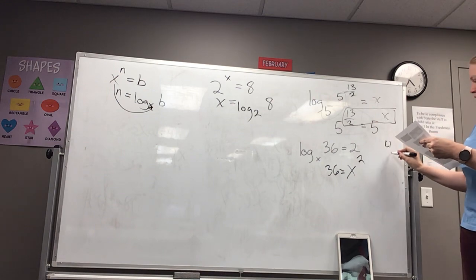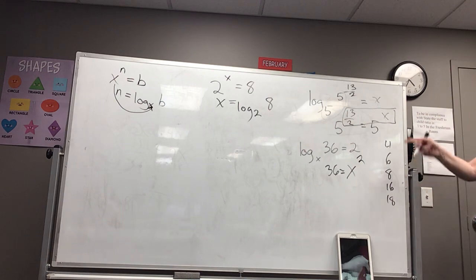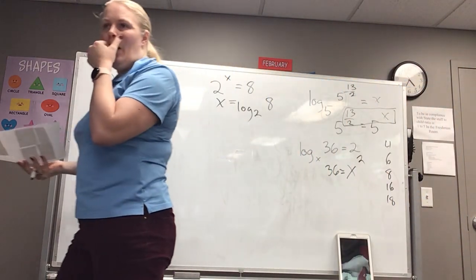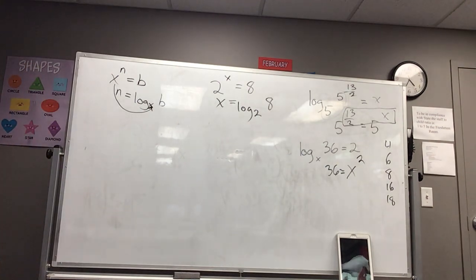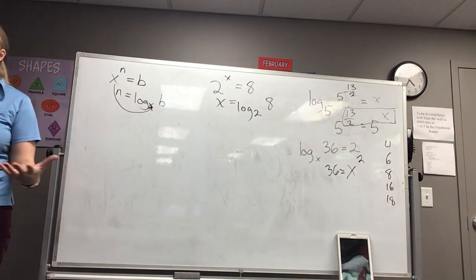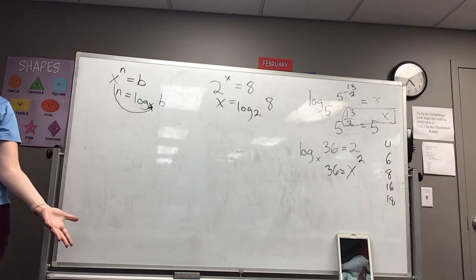Of our options 4, 6, 8, 16, and 18, which one is going to be our value for x? 6. And so even if you haven't seen logs or haven't worked with them a whole lot, it is very approachable on about half of the problems you see. Even if it's not very familiar, if you understand the basics of what it means to be a logarithm, you're still able to find an answer that makes sense.